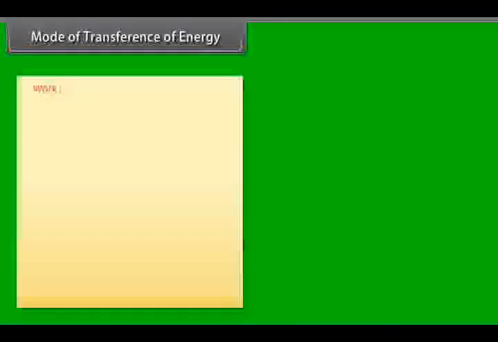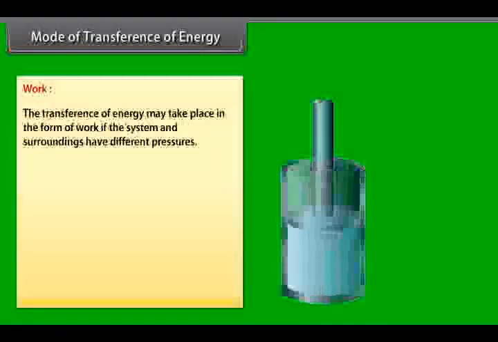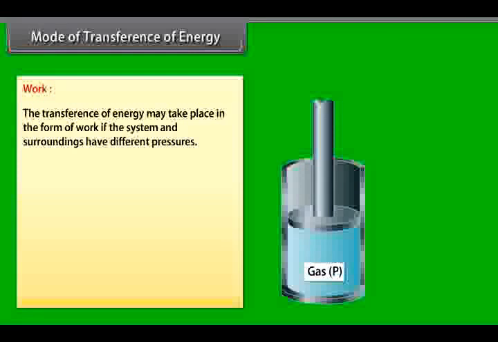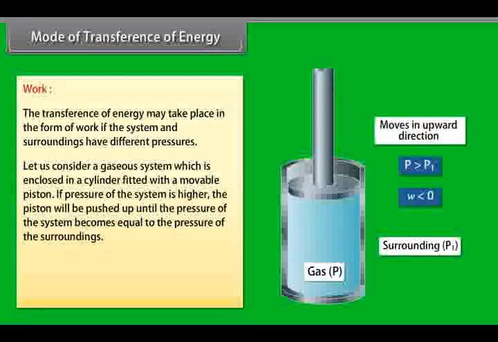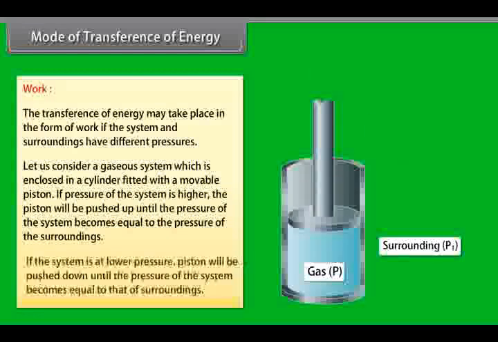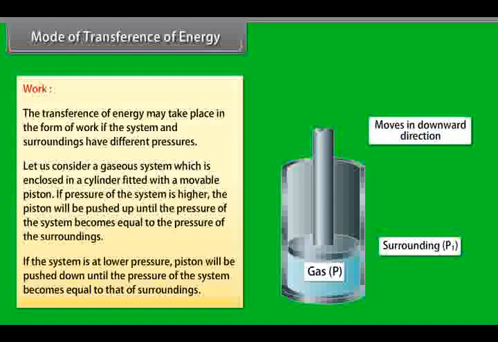Work. The transference of energy may take place in the form of work if the system and surroundings have different pressures. Let us consider a gaseous system which is enclosed in a cylinder fitted with a movable piston. If the pressure of the system is higher, the piston will be pushed up until the pressure of the system becomes equal to the pressure of the surroundings. If the system is at lower pressure, the piston will be pushed down until the pressures equalize.